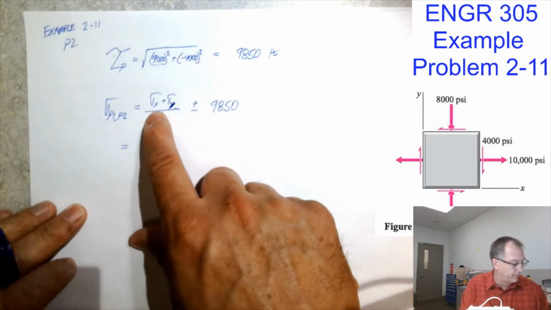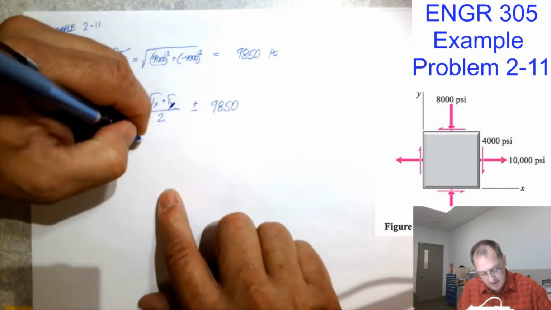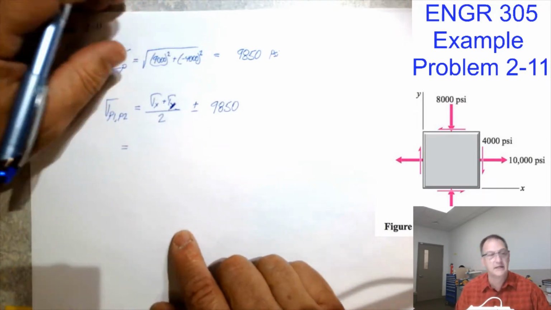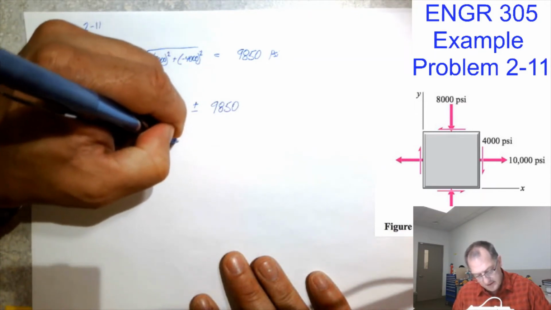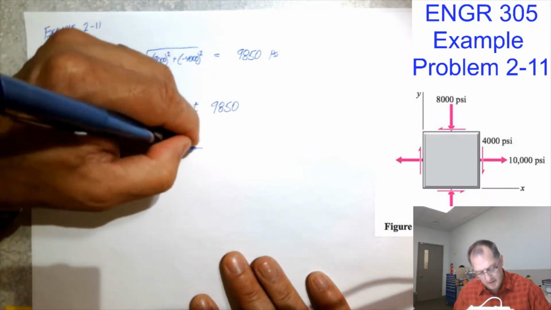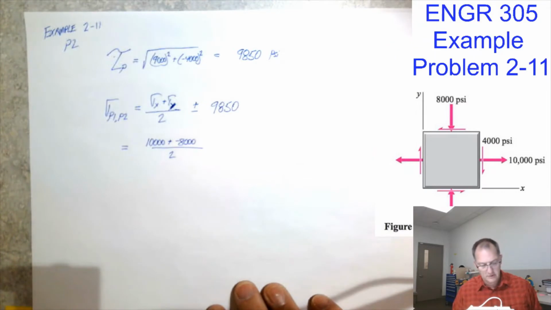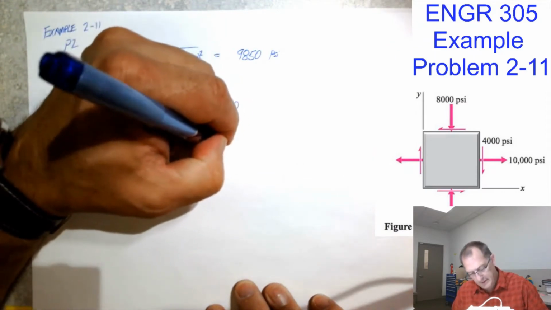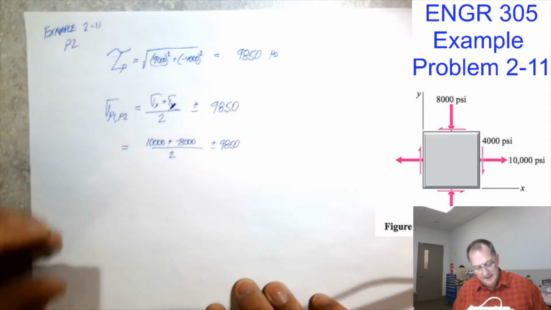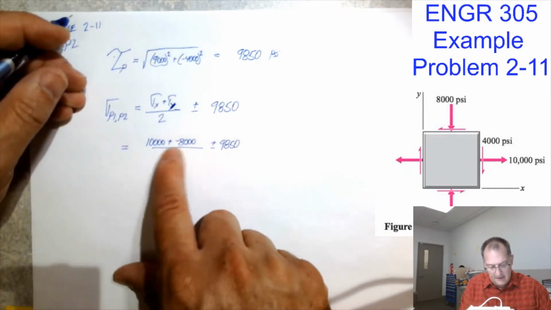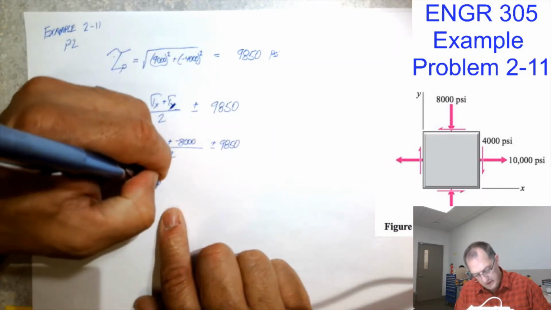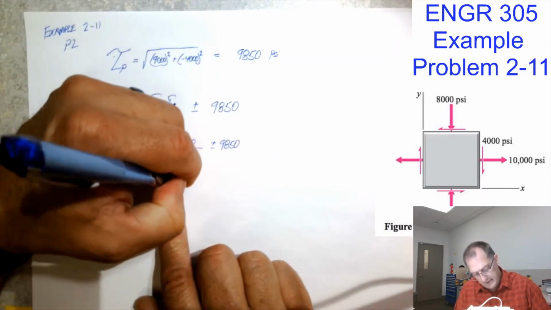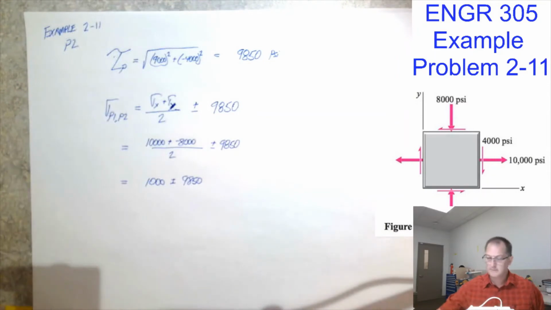Equals, I mean, we can punch that in. It's going to be, let's do, oh, sorry, it's not going to be 8. Oh, see, that's why you got to write this stuff out. This is 10,000 plus or minus 8,000 over 2, plus or minus 9850. And so that's going to be 2,000 divided by 2 equals 1,000 plus or minus 9850. All right, now we add answers.